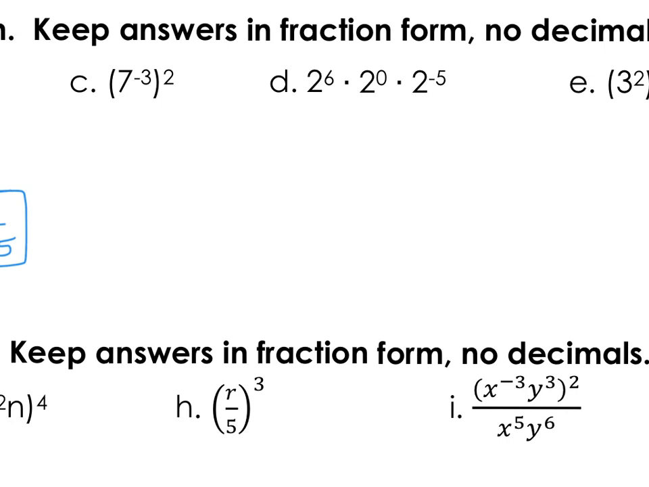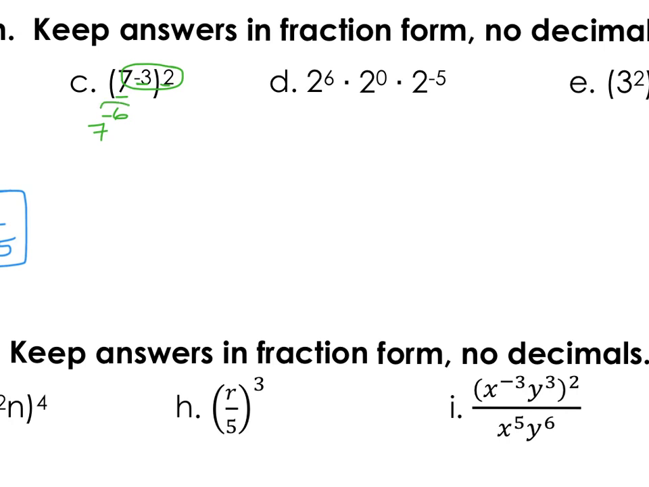Next up, we have 7 to the negative 3rd on the inside, and then on the outside, it's being squared. This is known as power of a power. If you have just one base already, but an exponent on the inside and the outside, we combine this pair by multiplying. It's like we give 7 a superpower. Negative 3 times 2 would be 7 to the negative 6 power.